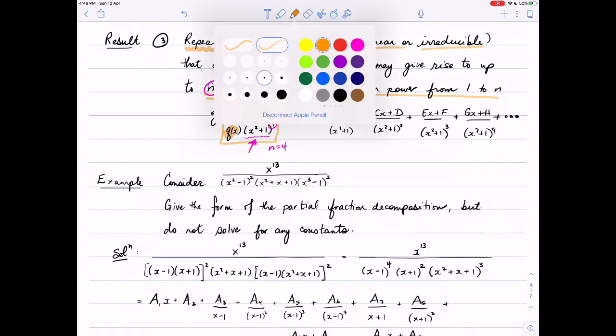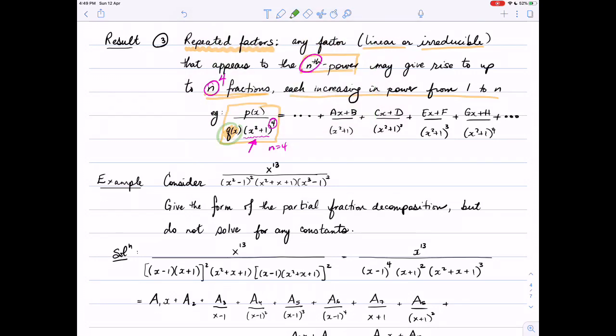There can be other terms in my decomposition from this q of x that I've just written with a dot, dot, dot, but with our x squared plus 1, there can be 1, 2, 3, 4 possible fractions, each increasing in power from 1 to n. So x squared plus 1 to the 1, x squared plus 1 squared, cubed, and to the 4th. And each one of those fractions could potentially have completely different numerators.